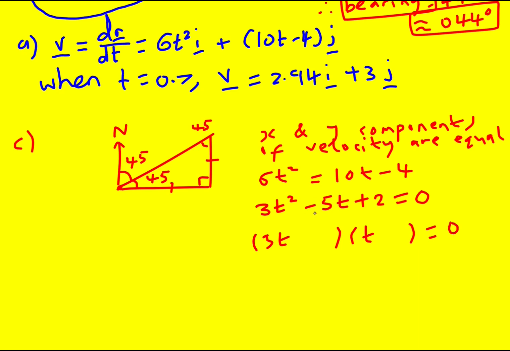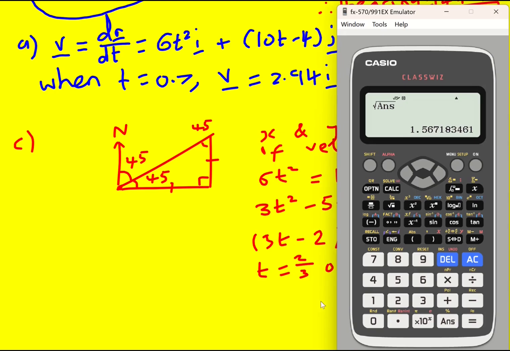Now, we've got a negative here and a positive here, so they've got to both be positive. So I'm going to have to put 1 here and a 2 here, and then make them both negative. T is going to equal 2/3 or 1. Let me just show you.